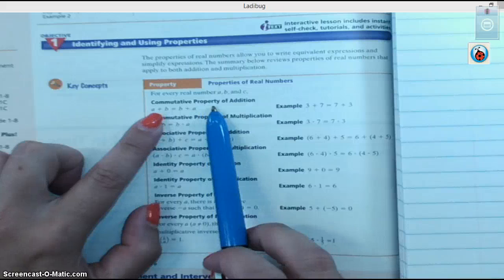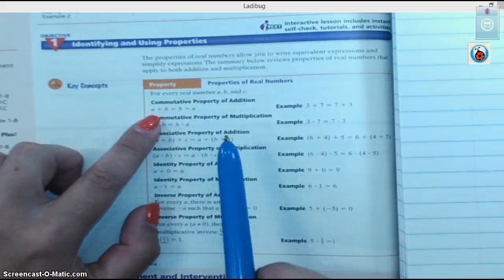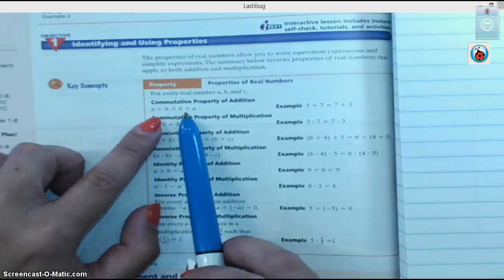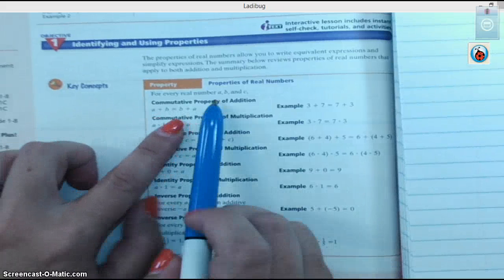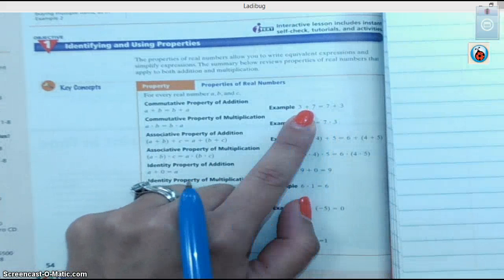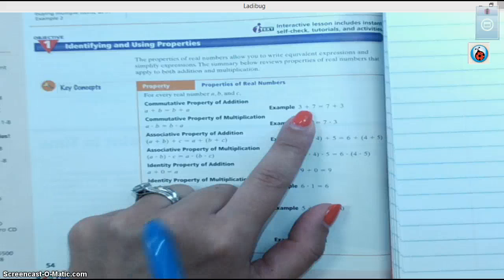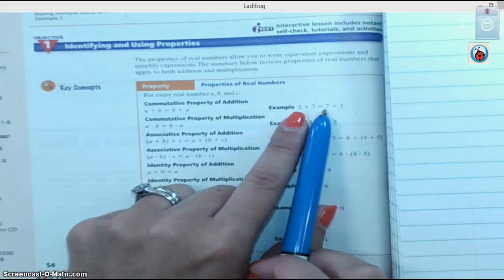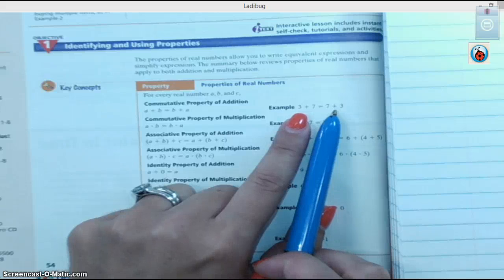So the commutative property of addition says that A plus B is equal to B plus A. This means that you can add in any order. If you add 3 plus 7, what does it equal? It equals 7 plus 3. But 3 plus 7 is 10, and 7 plus 3 is also 10.